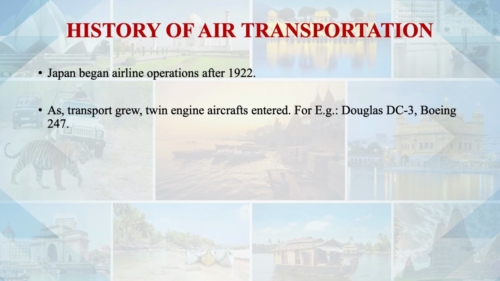During the Second World War also, a lot of experiments and developmental activities happened in air transportation. Along with the experiments, advanced technologies came. When advanced technologies came, they contributed to the technology of aircraft, and aircraft capacity increased, the speed increased, the comfort increased, the smoothness increased. As transport grew, twin-engine aircraft entered. Douglas DC-3, Boeing 247: these are examples of early twin-engine aircraft.